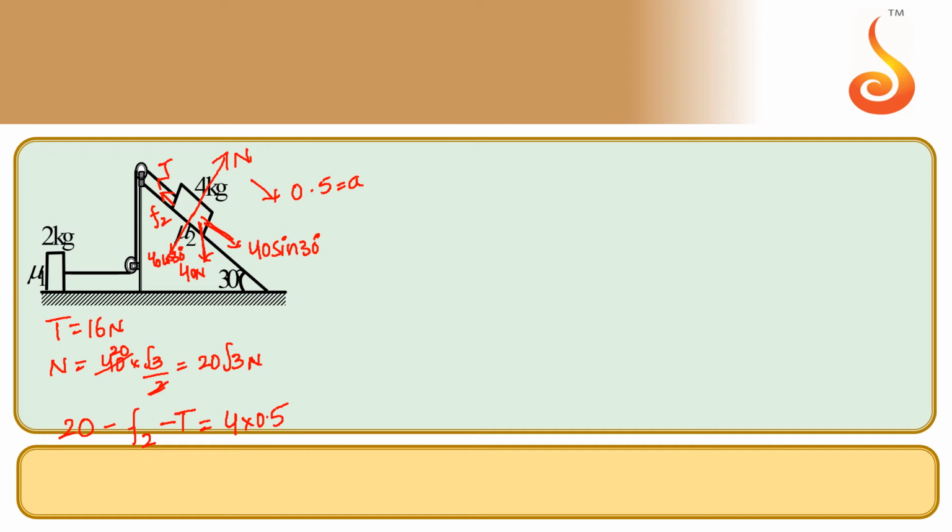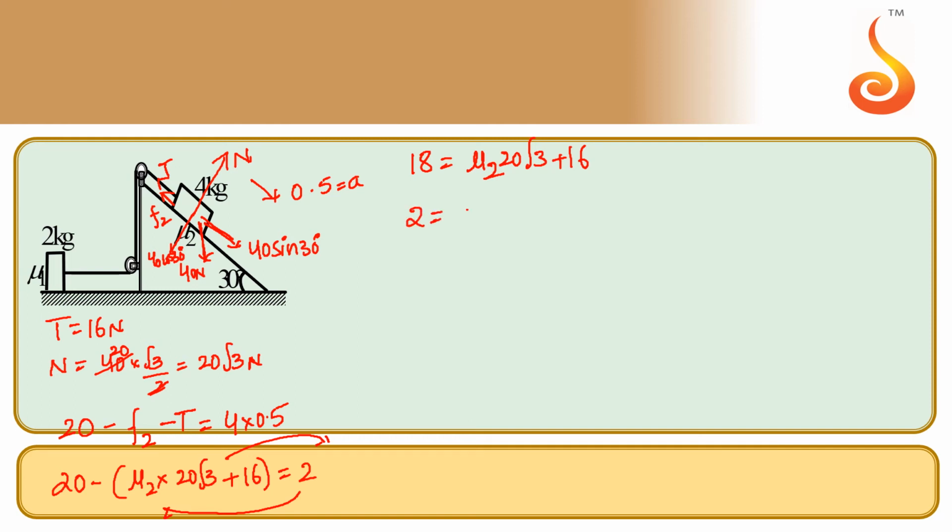So let us solve this. 20 minus F2, which means mu2 into normal, normal is 20 root 3, plus tension 16 is equivalent to 4 into 0.5, which is 2. Let us simplify this. We will send 2 to this side and the whole thing to this side. So what do we get? 18 is equal to mu2 20 root 3 plus 16. If we send 16 to the other side, 18 minus 16, 2 is equal to 20 root 3 into mu2. So mu2 is equal to 1 by 10 root 3.